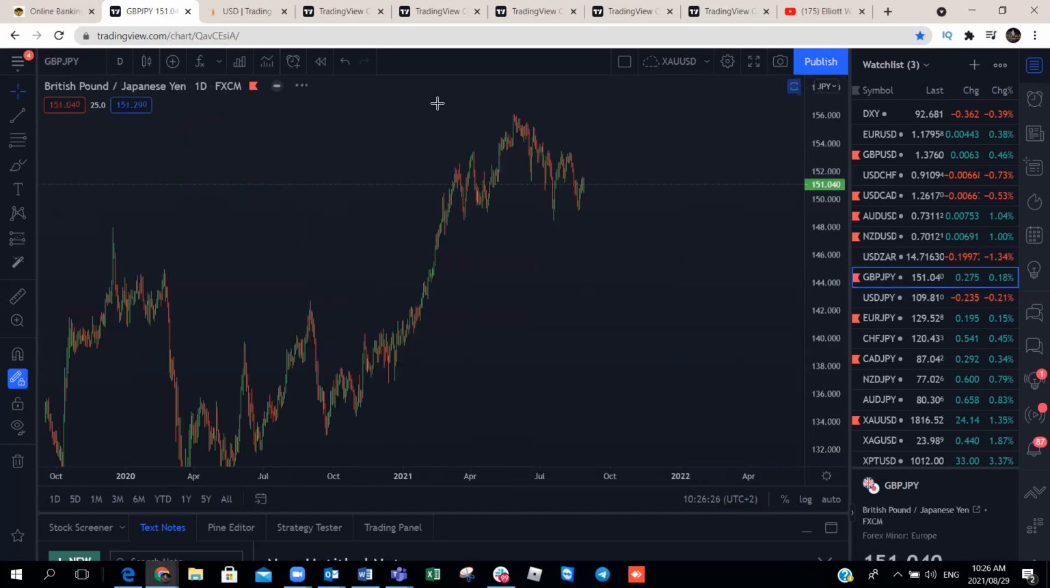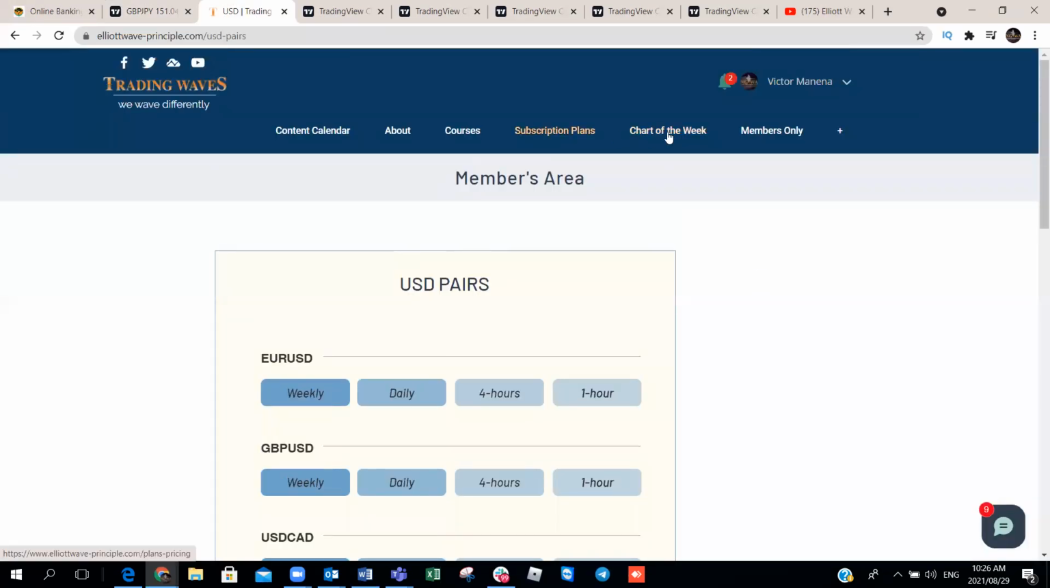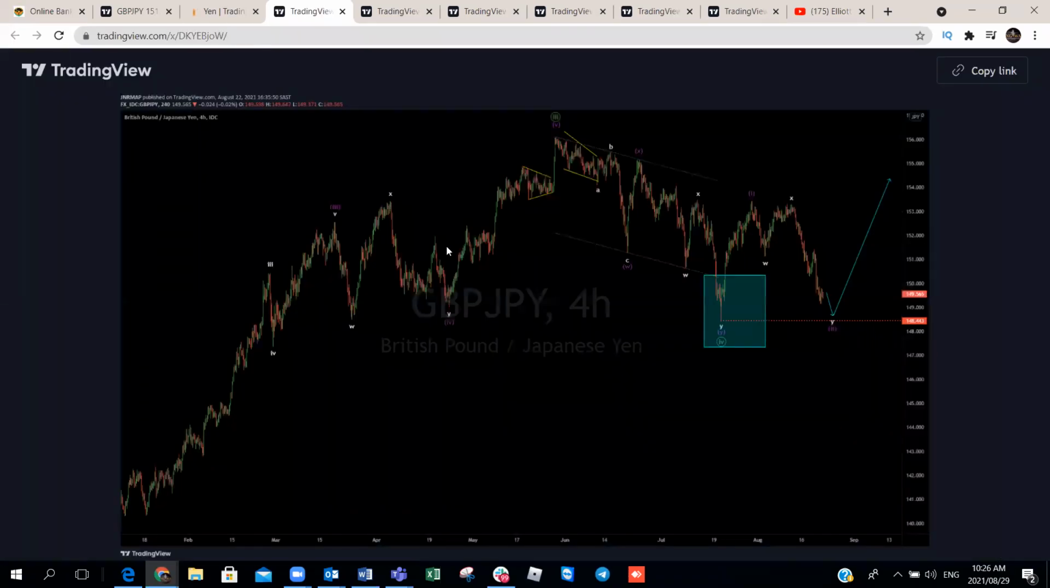Pound yen, let's have a look at pound yen as well. What do we have here on pound yen? Let's have a look at the pound pairs. Now, looking at the yen pairs, rather, not the pound pairs, yen pairs. Let's have a look at pound yen. So this one was also one of our trade recaps. We've got a move to the upside here.